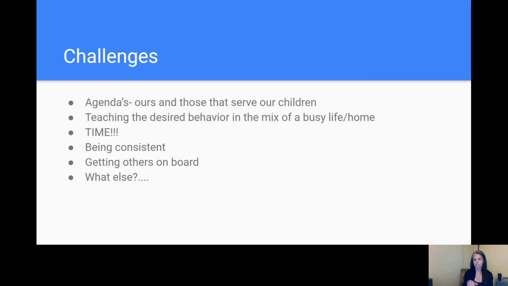When you decide you're going to address a behavior, the best option is to choose something you can be consistent with, because if you are not consistent, your child doesn't know when the new behavior is expected and when it's not expected. So it's important to be consistent, but that can be one of the challenges. It can be very difficult to be consistent, especially between other adults and so forth.